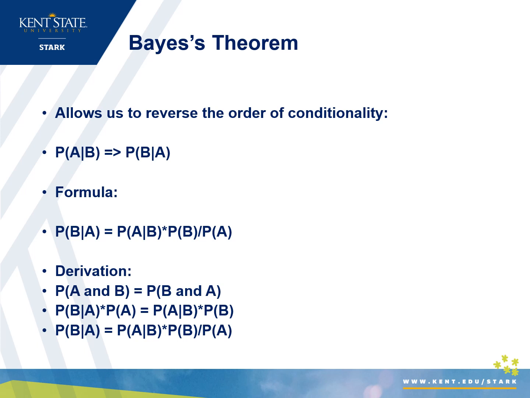Let's turn to Bayes' theorem and how we can use it to update our beliefs. Now, what Bayes' theorem does, as a reminder, is that it allows us to reverse the order of conditionality for a probability. So the probability of A given B, if we apply Bayes' theorem, we can calculate the probability of B given A. The formula for it is the probability of B given A is equal to the probability of A given B times the probability of B divided by the overall probability of A. Now I have here on the slide how you can derive this. Don't worry too much about that. We'll just be using the formula.